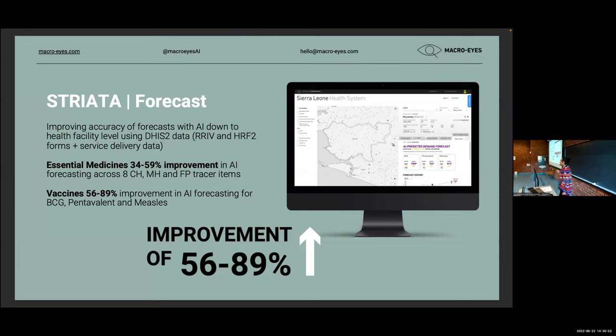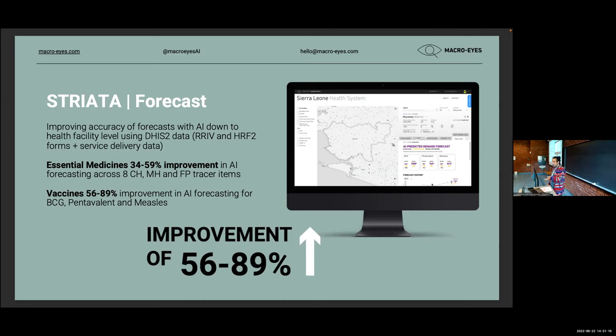And what we did first was look at the DHIS2 data and come up with a measure of what is the error in place right now, how the system works, what kind of error this system makes. And we use the 3 months rolling average for forecasting, which means that we look at the last three months consumption and use that as a forecast for the future. And that was the baseline error that we defined.